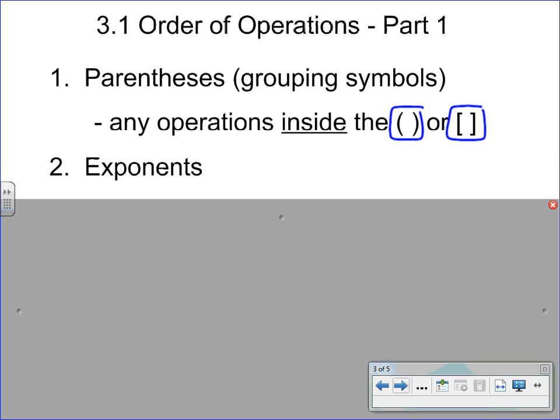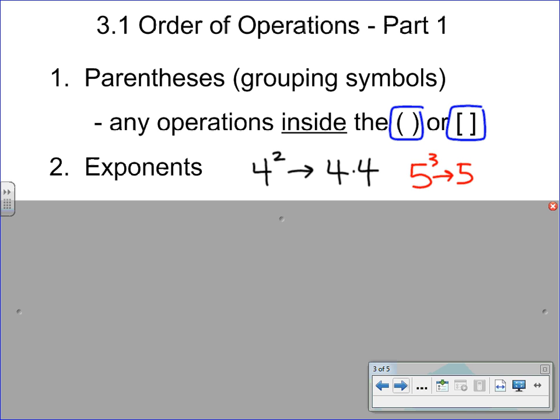The second step in the order of operations is exponents. An exponent is when you have a number, which is called a base, raised up to a little number like that. What this means, a base, which is 4, is the number you're going to multiply. The exponent tells you how many times to multiply it. So 4 to the second power means 4 times 4. If I did 5 to the third power, that would mean 5 multiplied by itself 3 times. So that's what exponents are, and that's the second step in the order of operations.